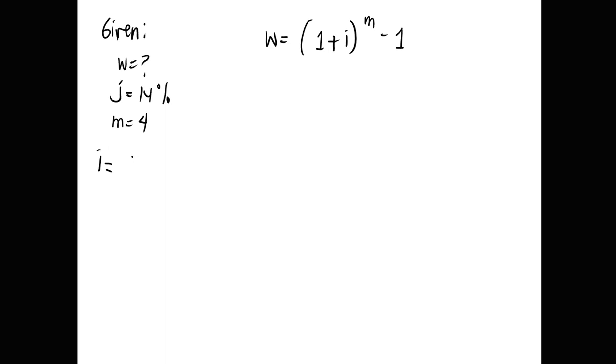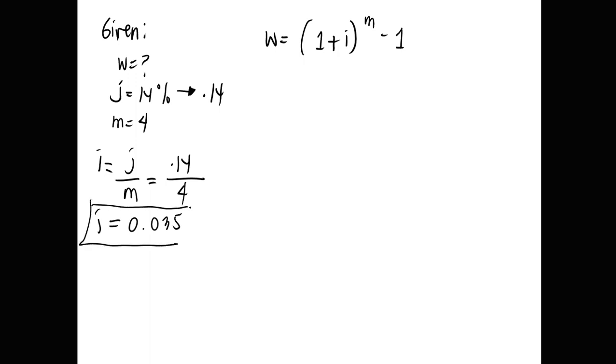The formula for I again is J divided by M, which is 0.14. Remember, if it is the rate for J, you need to convert it first to decimal. So 14% will be 0.14. So 0.14 divided by our M, which is 4. Divide: 0.14 divided by 4, and the final answer will be 0.035.